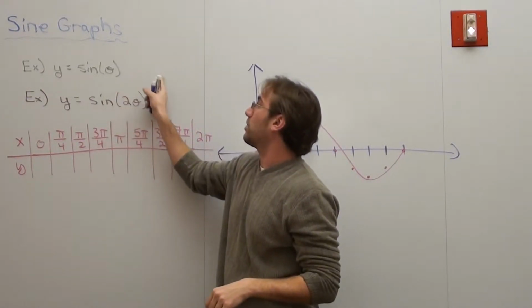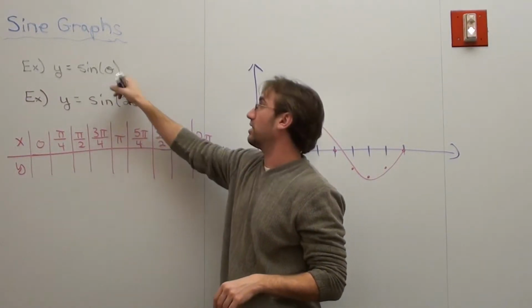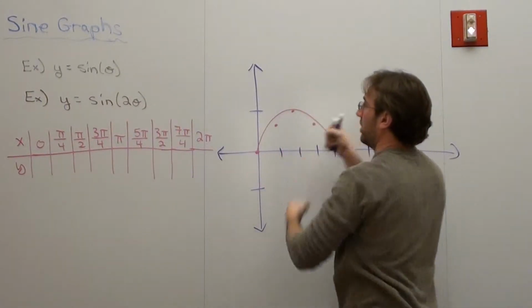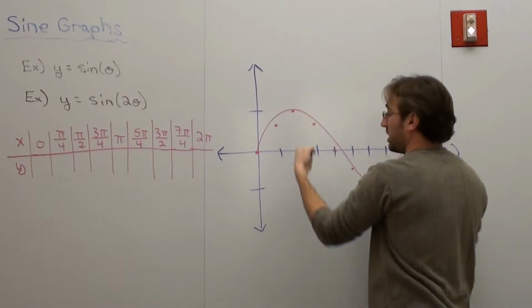If we added a number after the quantity, not in the quantity, we did something called a vertical shift. We took the graph and moved it up or down. If it was positive, it moved up. If it was negative, it moved down.